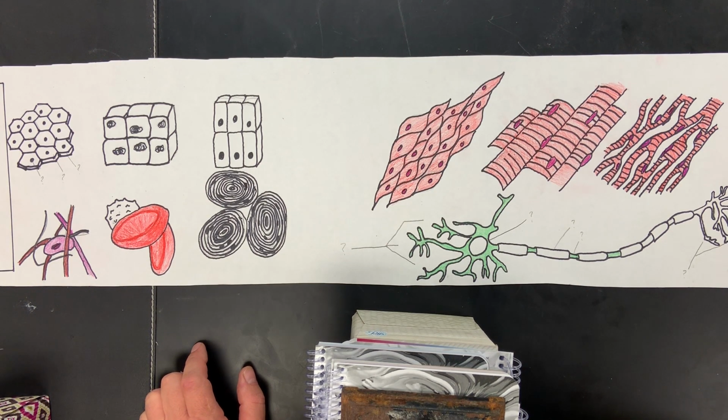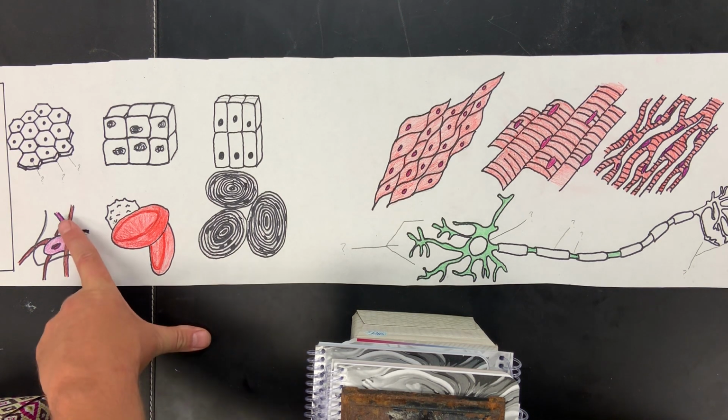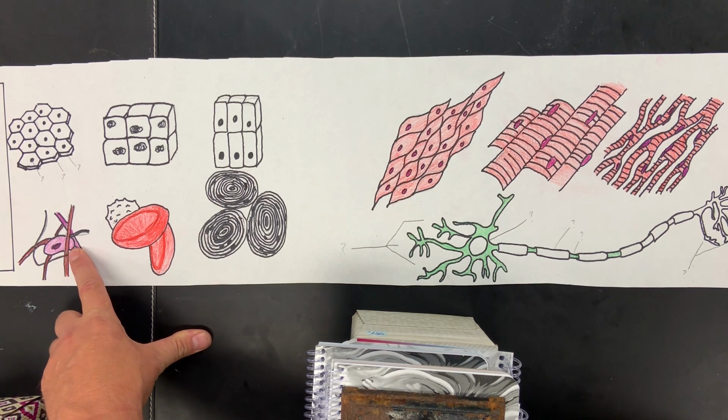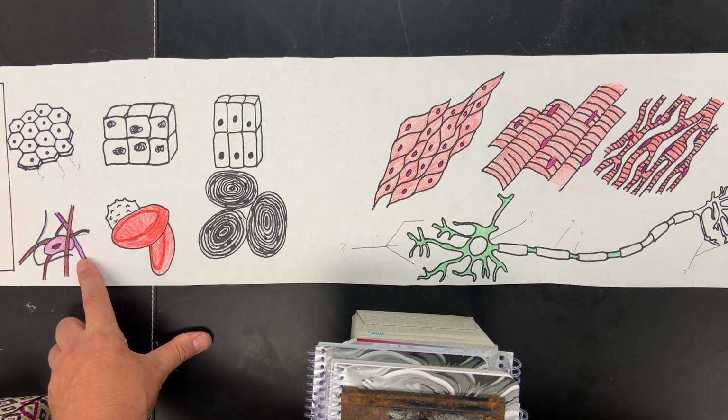But always right beneath epithelial tissue is connective tissue. And in this case, you see loose connective tissue. These strands right here are protein fibers, and it just gives structure and support. And these protein fibers, of course, were made by certain cells within that matrix itself.